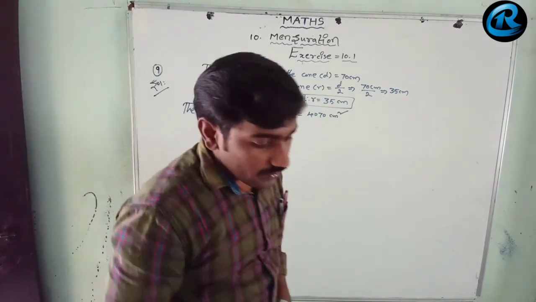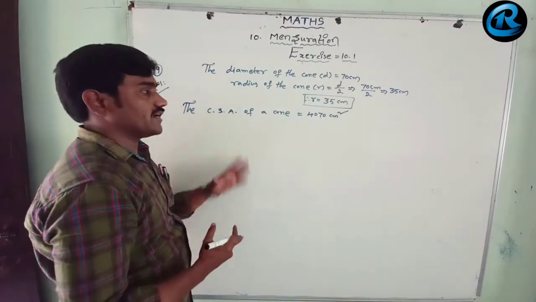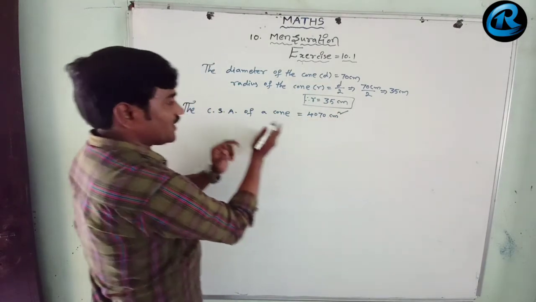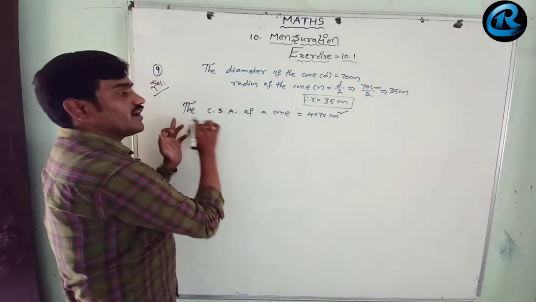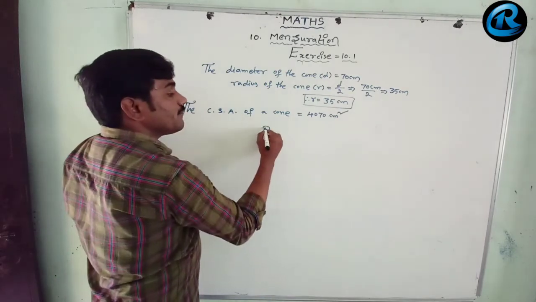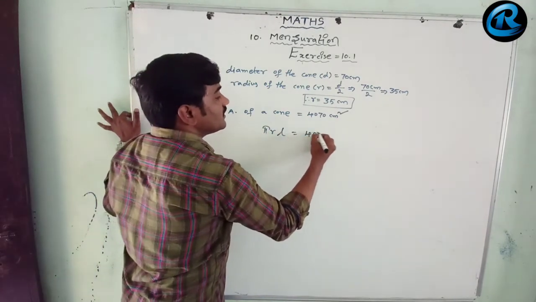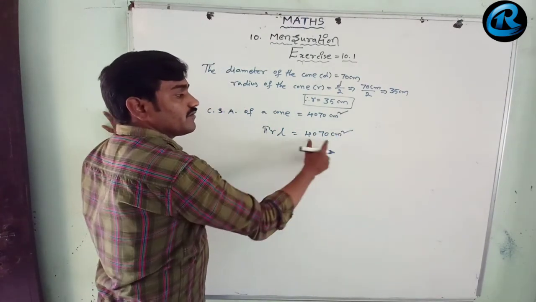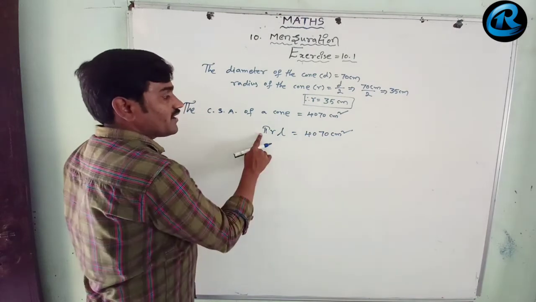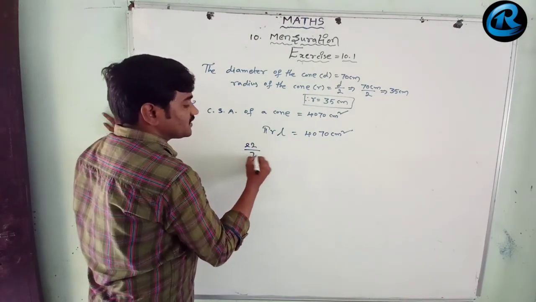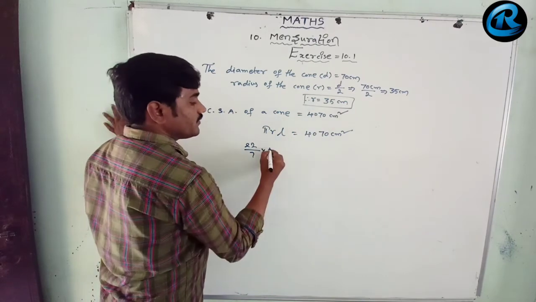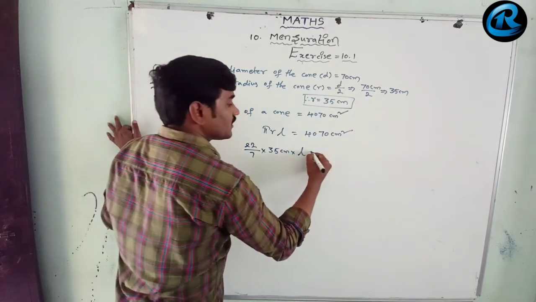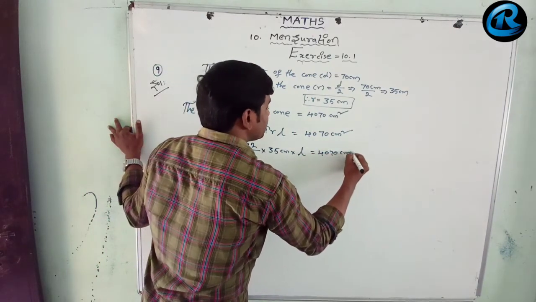Now, what is the slant height? We have to find out the slant height. See, the curved surface area of the cone is given, 4070 centimeter square. The curved surface area formula is pi r l, equal to 4070 centimeter square. The curved surface area of the cone is given equal to 4070. So the pi value we already know, that is 22/7, into r value, already we know, that is 35 centimeters, into l, the slant height we have to find out, equal to 4070 centimeter square.